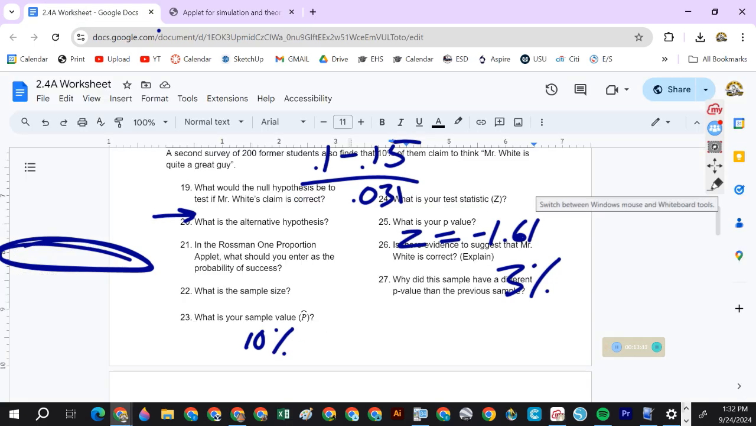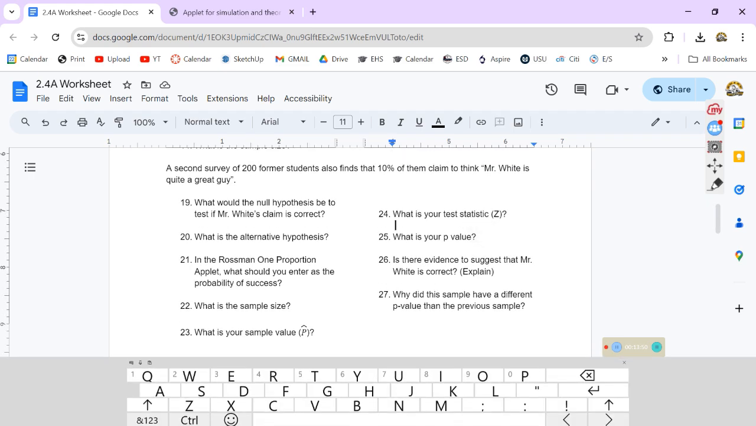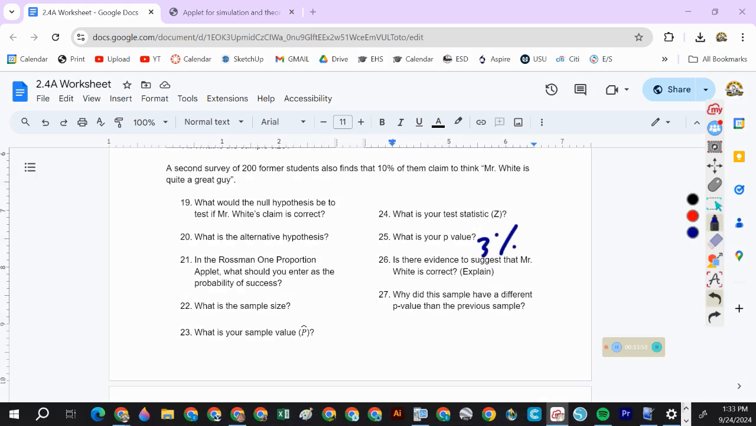So in here, my test statistic is negative 1.61. My p-value was 3%. So is there evidence to suggest that Mr. White was incorrect? Yes. We reject the null because p was less than 5, and we accept the alternative. Now, are we going to make a claim as to how many people actually like me? No, that's not our job. Our job is to determine, does 15 sound accurate or not?